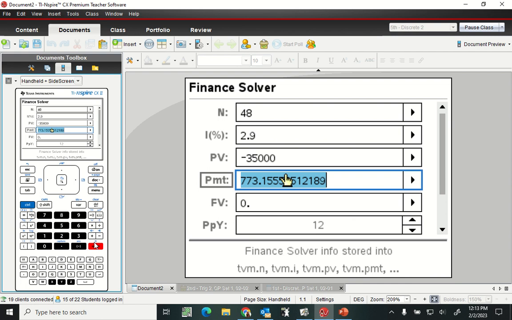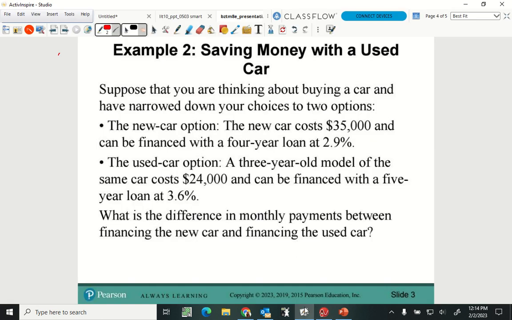See that next 5? Doesn't 5 make it round up? Payments per year, it's going to be every month, right? So that has to go along. Just hit enter right there. There you go. 773.16. That's per month.